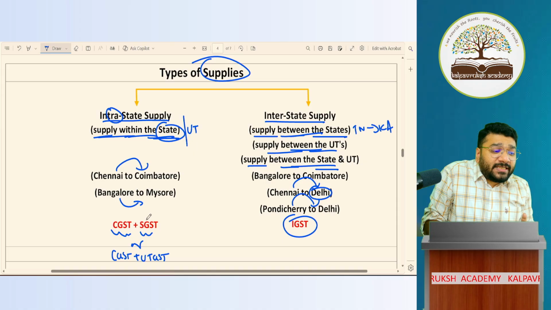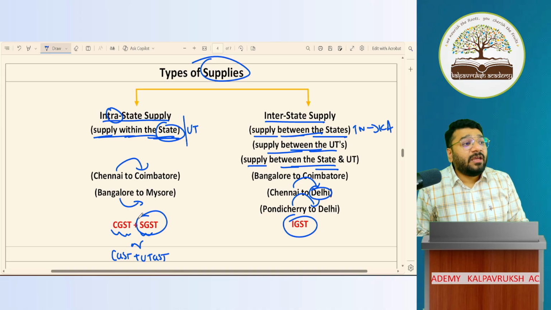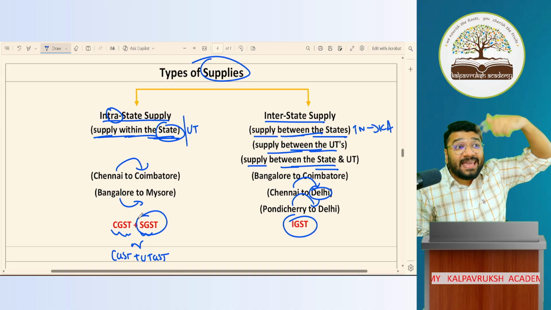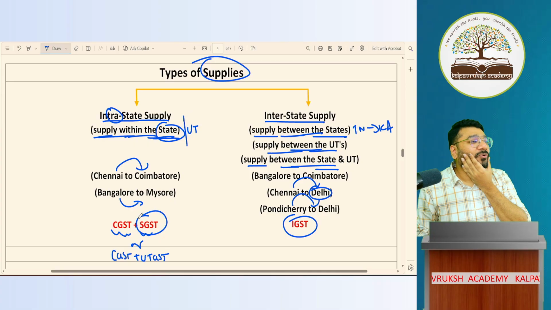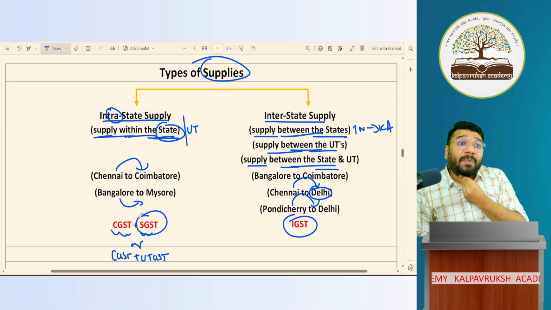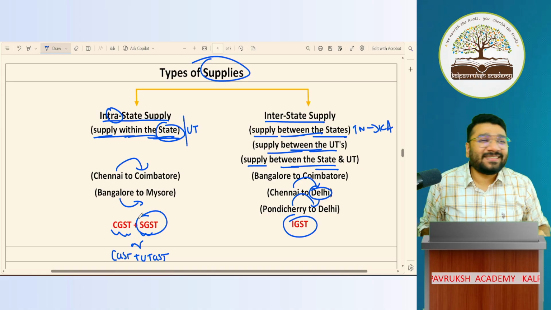When will CGST and SGST come? When will CGST plus SGST come? When the supply is within the same state. If you say this, you are wrong. Oh my God. What if I say you're partially right and partially wrong? Something you said is right.